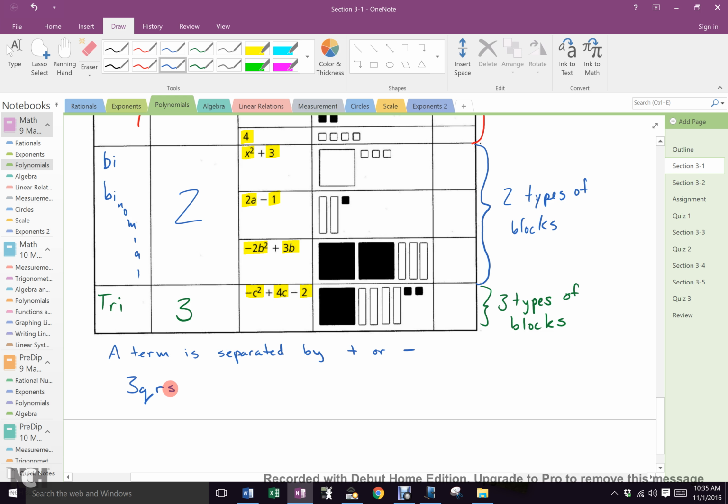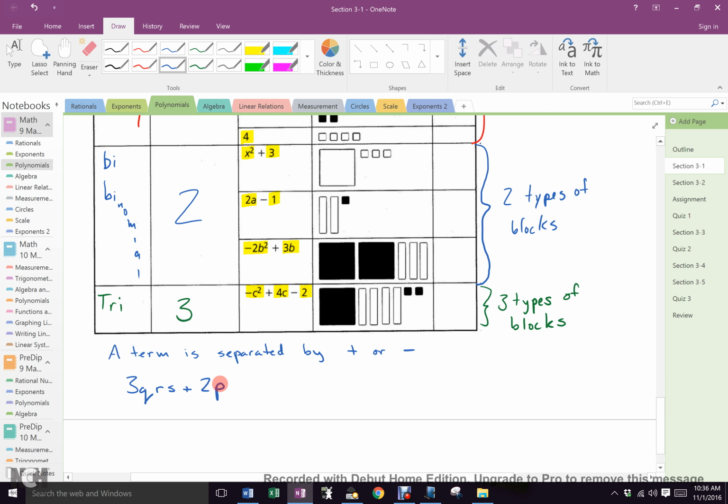3QRS. Binomial? Monomial? There's no plus or minus sign, so what's that? Monomial. Still a monomial. Even though there's 3 letters, if I was going to draw it, it would be 3 bars for Q, 1 bar for R, 1 bar for S, so it would still be one type of block, wouldn't it?